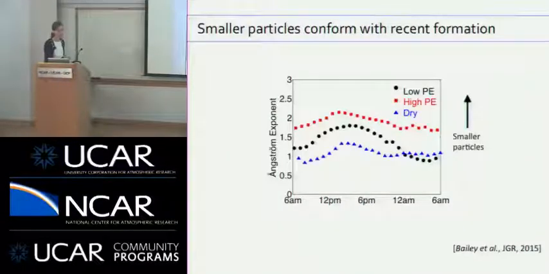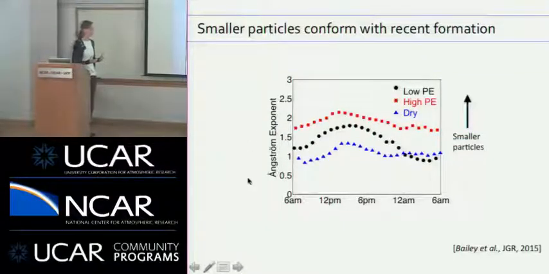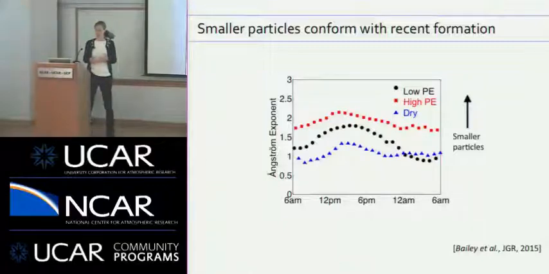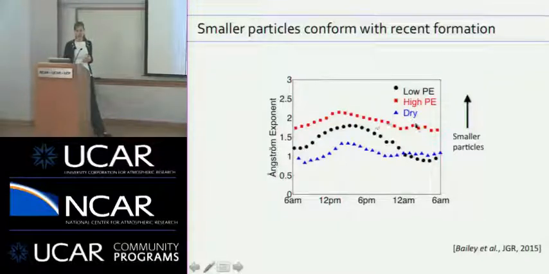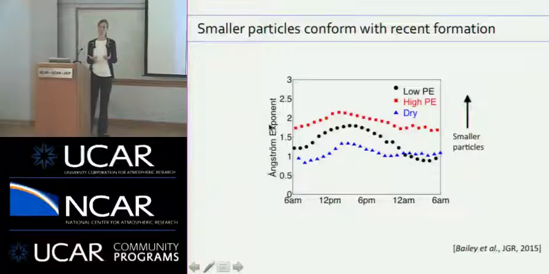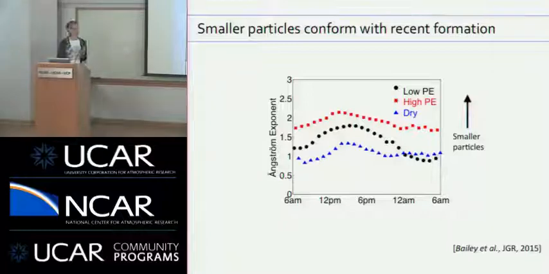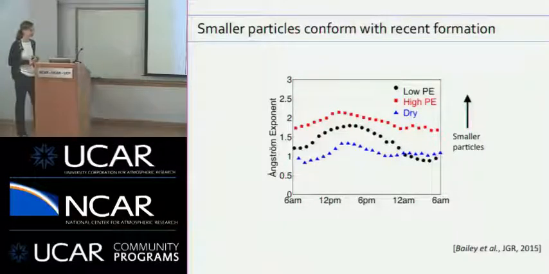And there's additional evidence for that when we look at a component like the Angstrom exponent, which is basically telling us about the differential scattering at different wavelengths for these aerosols. When we have high precipitation efficiency conditions, shown here in red, the Angstrom exponent is larger. That means that these aerosols are preferentially scattering smaller wavelengths, and that's indicative that these are also smaller particles. And we would expect smaller particles if we have nucleation occurring.